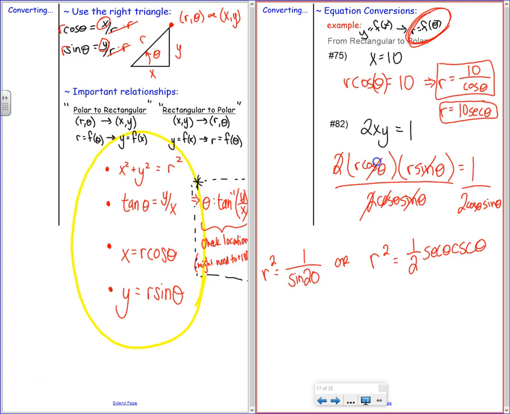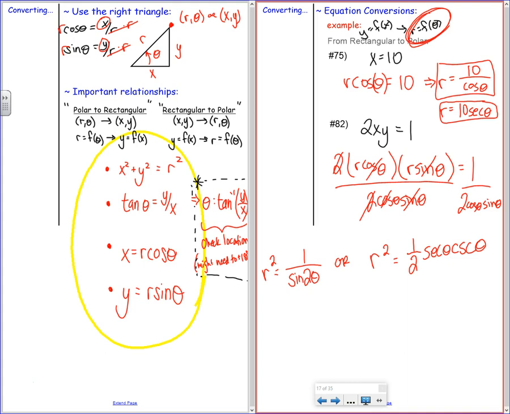Anybody remember the double angle property for sine? 2 sine cosine is sine 2 theta. They're both technically right, and they look very, very different. But we learned with t-proofs that equivalent expressions can look very, very different. That's right.